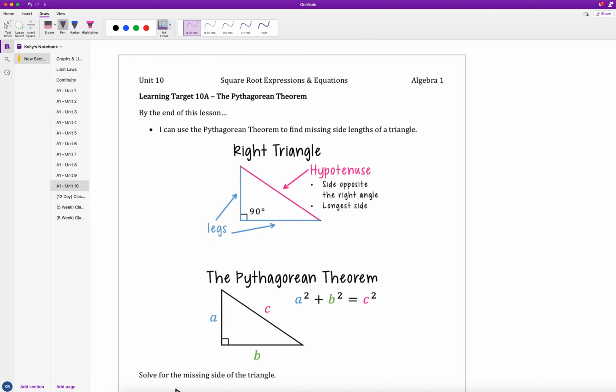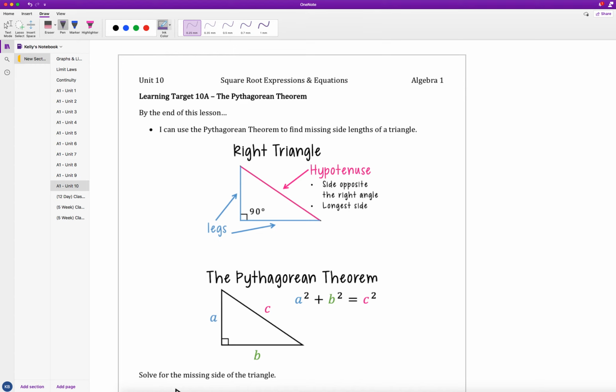So as a little refresher, a right triangle is a triangle where one of the angles is 90 degrees. The two sides that are forming the 90-degree angle are called the legs of the triangle, and the side opposite the 90-degree angle is called the hypotenuse. And the hypotenuse is also the longest side in a right triangle. What the Pythagorean theorem tells us is if I'm given 2 out of 3 of the sides, I can use the Pythagorean theorem to find the third missing side.